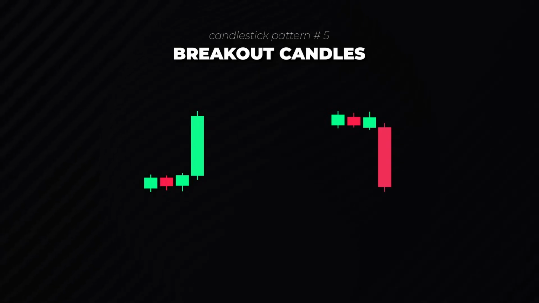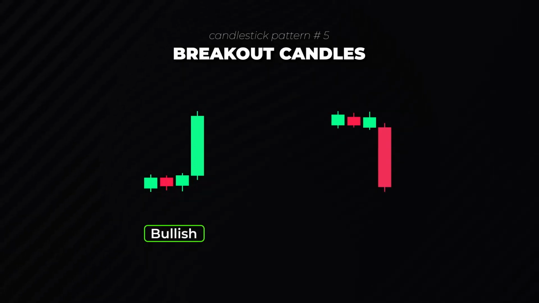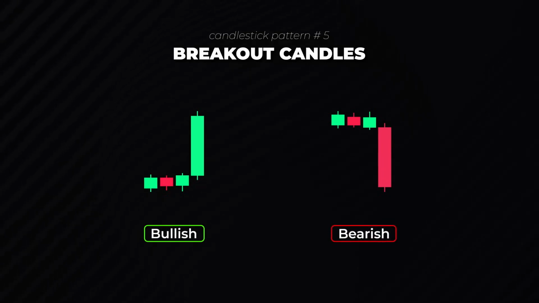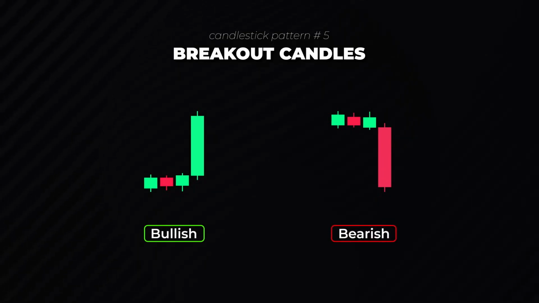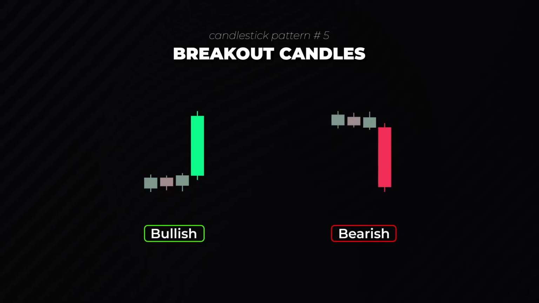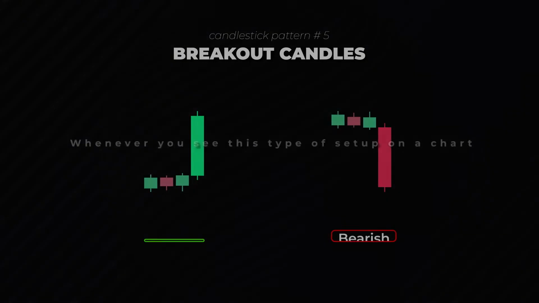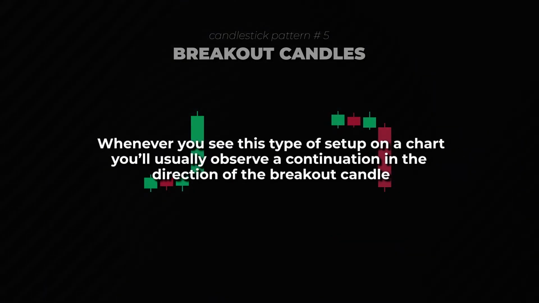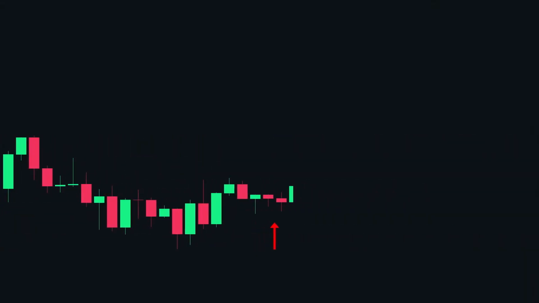There are 2 types of breakout patterns: a bullish breakout pattern, where the breakout candle is green, and a bearish breakout pattern, where the breakout candle is red. Note that for both bullish and bearish patterns, the color of the consolidation candles is unimportant. What matters is that they're small in size. Whenever you see this setup on a chart, you'll usually observe a continuation in the direction of the breakout candle. Let's look at an example. Here, the price formed a series of small candles before a large green candle appeared, forming a bullish breakout pattern. This signals that the trend will likely continue upward.